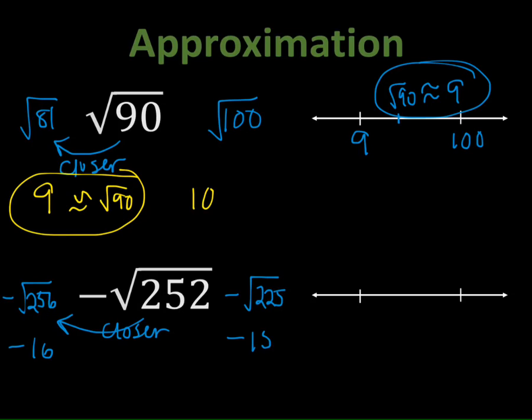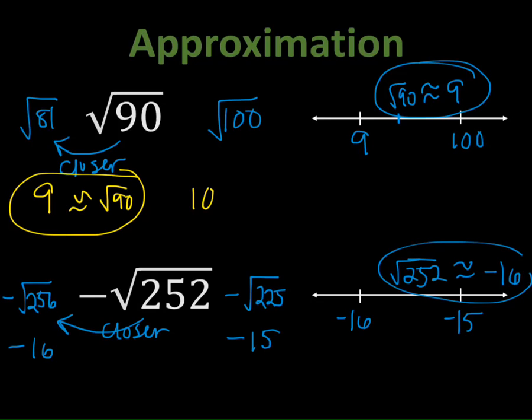Now, the negative square root of 256 is negative 16. Negative square root of 225 is negative 15. So if I look here, negative 16, negative 15, the square root of 252 is approximately negative 16. Okay, make sure you get all those copied.